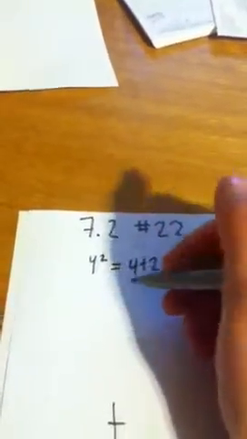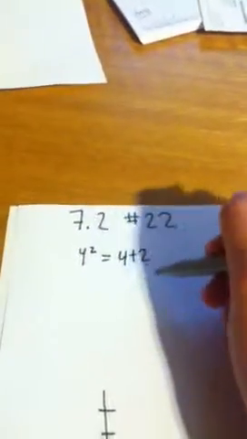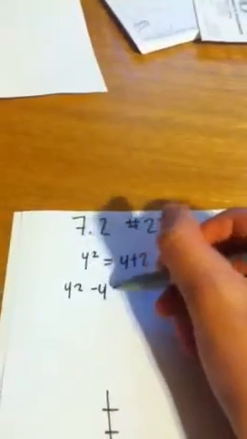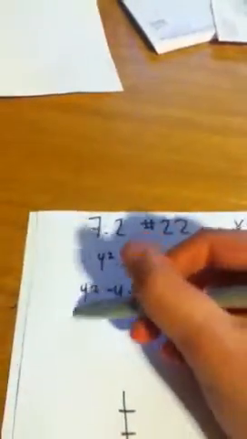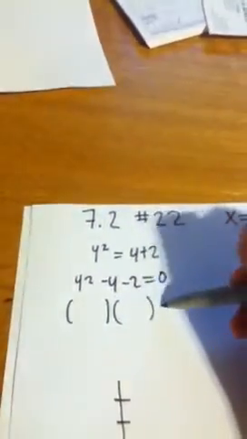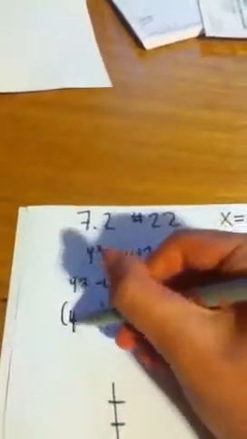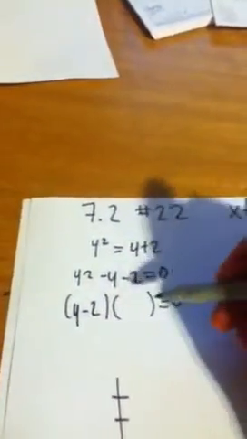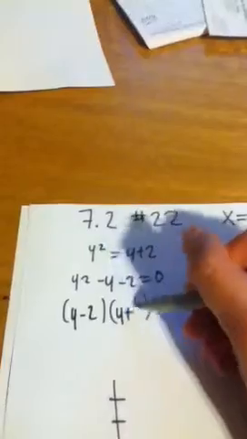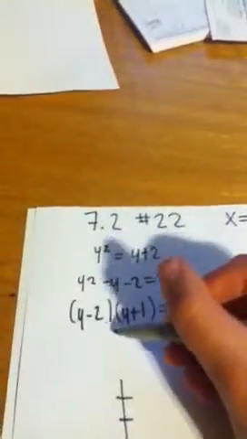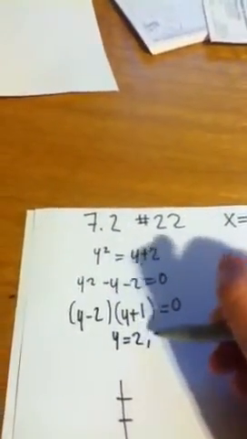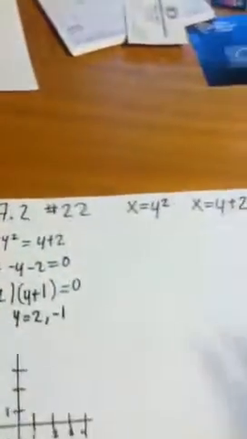So it'll be y squared equals y plus 2. So you bring the y and the 2 over, so it'll be y squared minus y minus 2 equals 0. And you can factor that out. It'll be y minus 2 and y plus 1. So you know it's when y equals 2 and negative 1.